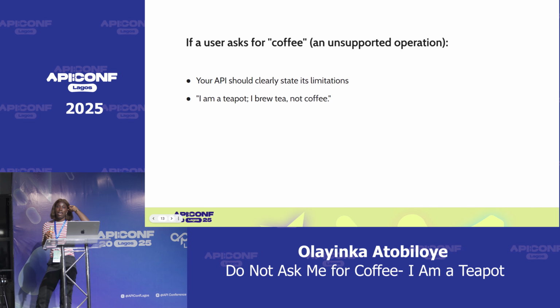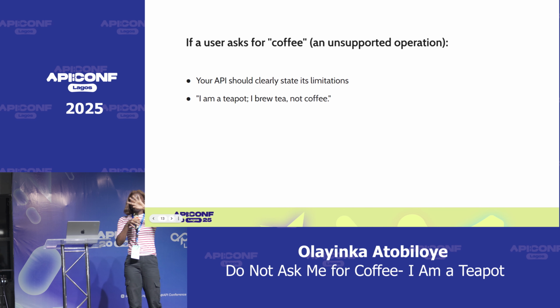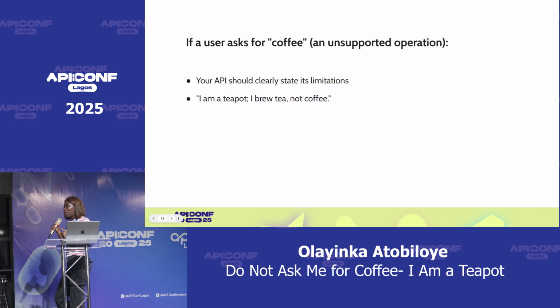And I think that was the thinking process when this whole joke protocol was created. It was to encourage developers to prioritize good communication to the users of your API, right? So next slide, please.